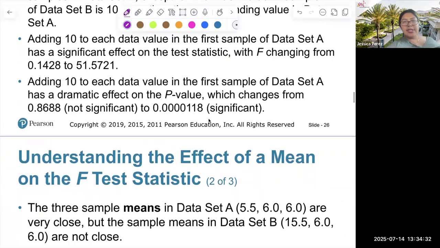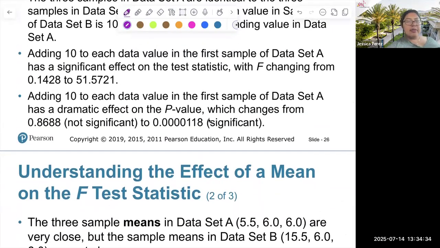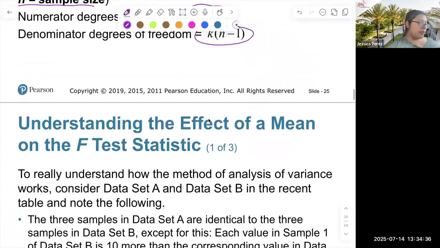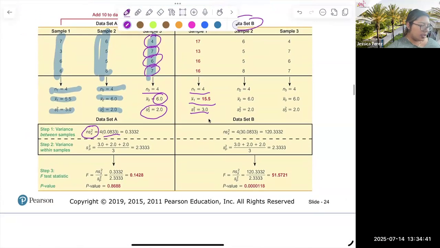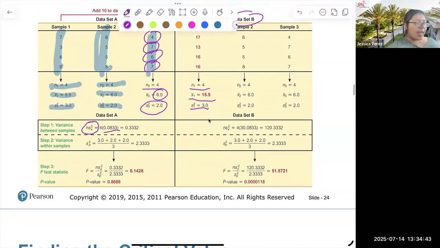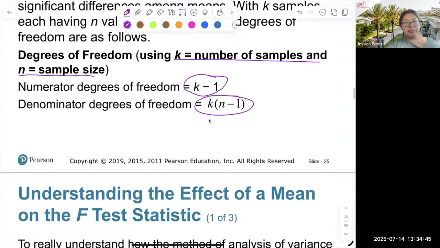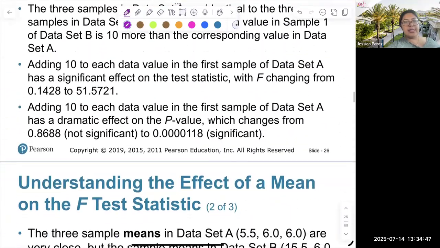Looking at the p-value, just adding the number 10 to the first column, so 7, 17, 3, 13, is going to change my p-value and my F value significantly. That's what this is saying.